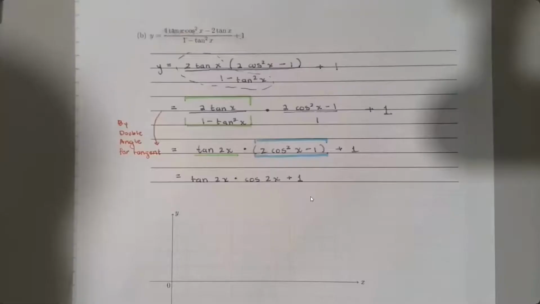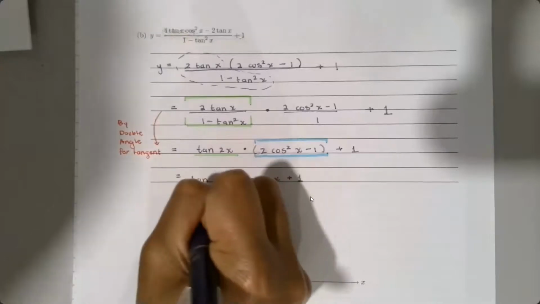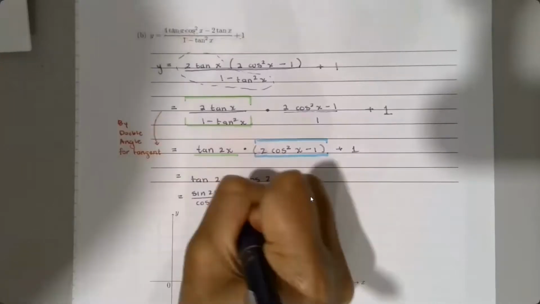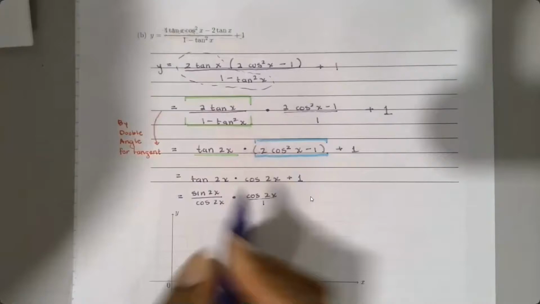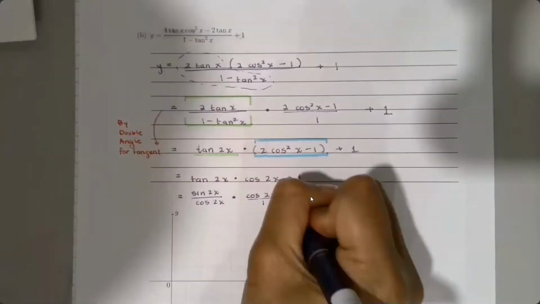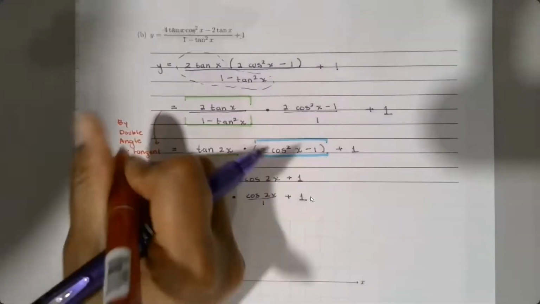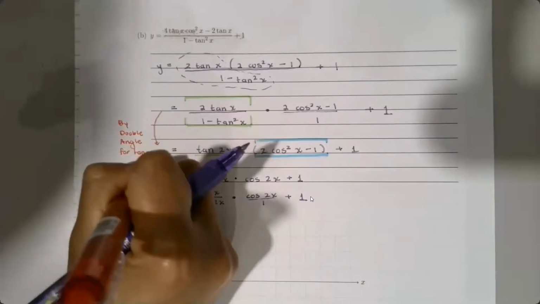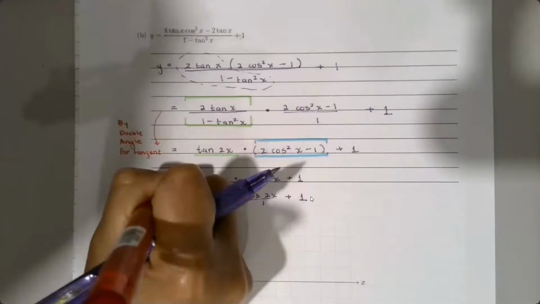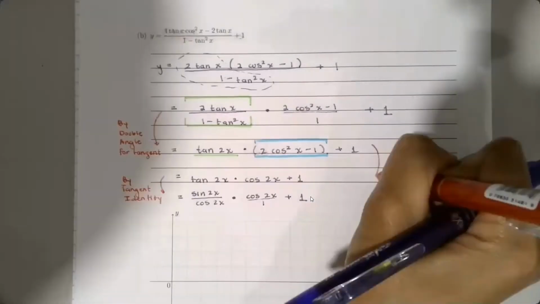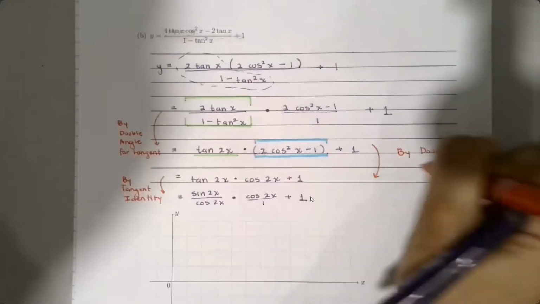We're going to say this is the same as sine of 2x over cosine of 2x, and then we have times cosine of 2x, and here I'll write it over 1 because we have a fraction in the first factor, plus 1. This is by tangent identity. And I forgot to write the reason for the previous step, but we'll write that in right now. So this step was by double angle formula for cosine, version 2.